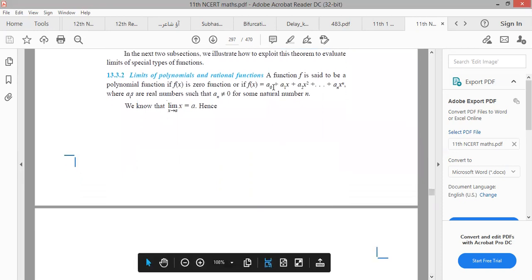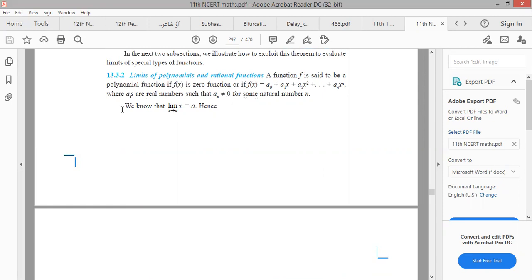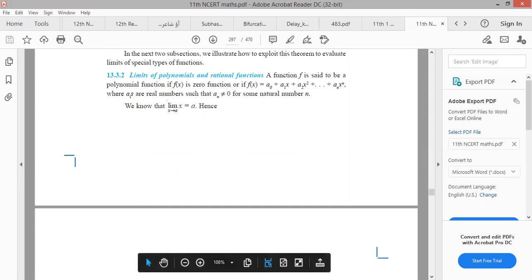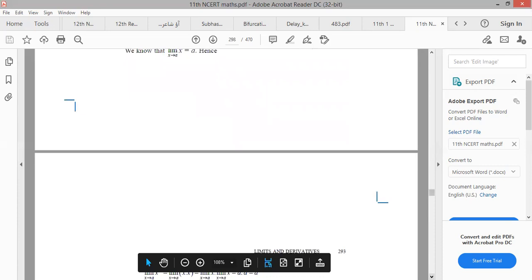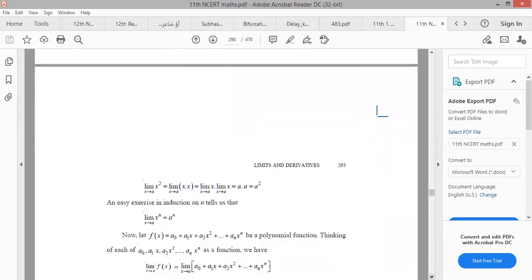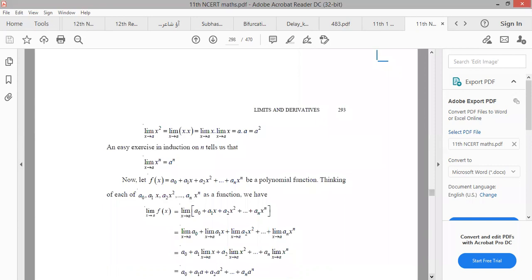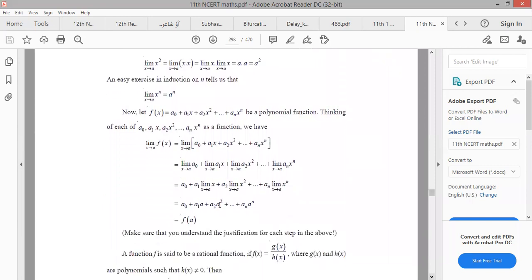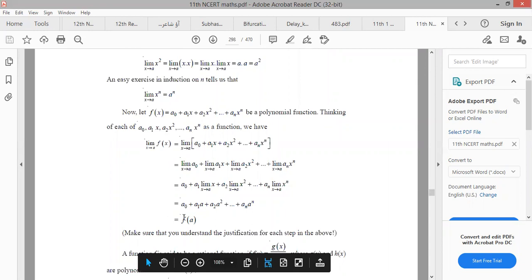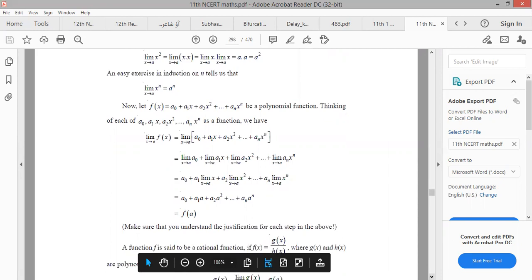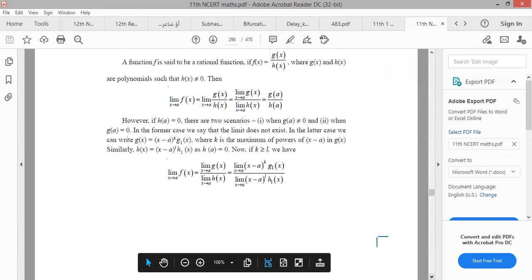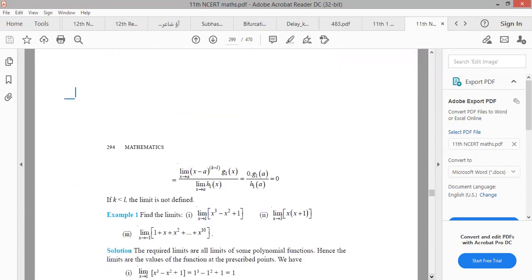If we have a polynomial function f of x equal to this, where these coefficients are real and n is not equal to 0, now we know that the limit as x tends to a, we will use accordingly for different powers. First, we will use the addition law of the limit of functions, and we will calculate them accordingly. You will see it is actually nothing but x replaced by a, so it is f of a.